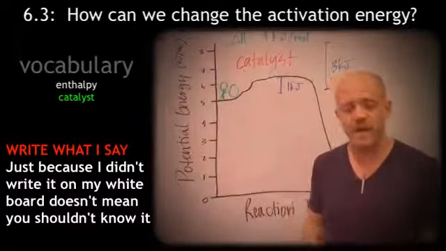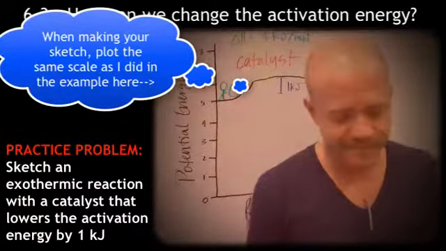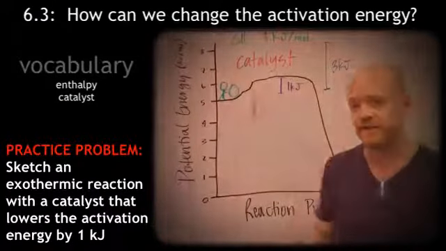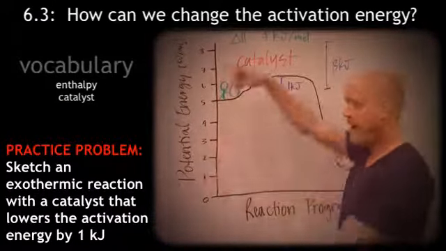Keep that in mind. So basically, to summarize, all you really need to know is that a catalyst lowers the activation energy by providing an alternate pathway.